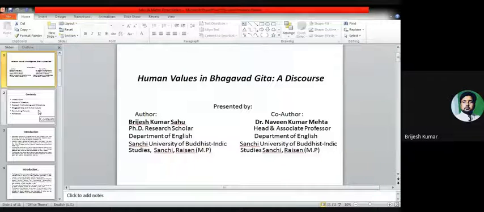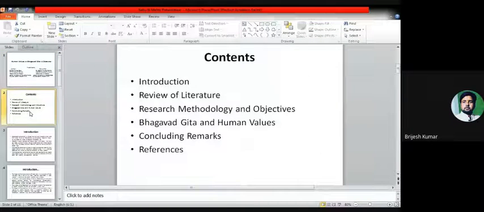Respected chairperson, respected coordinator, my dear fellow participants, and all the delegates. I, Brajesh Kumar Sahu, PhD scholar from the Department of English, Sanchi University of Buddhist Indic Studies, Sanchi. Sanchi is the first international university with a focus on Buddhist Indic studies. With the due permission of the chairman, along with my co-author, Dr. Naveen Mehta Sir, Head of the Department of English, Sanchi University, who has been awarded by the PM, I am presenting my paper on human values in the Bhagavad Gita and a discourse.